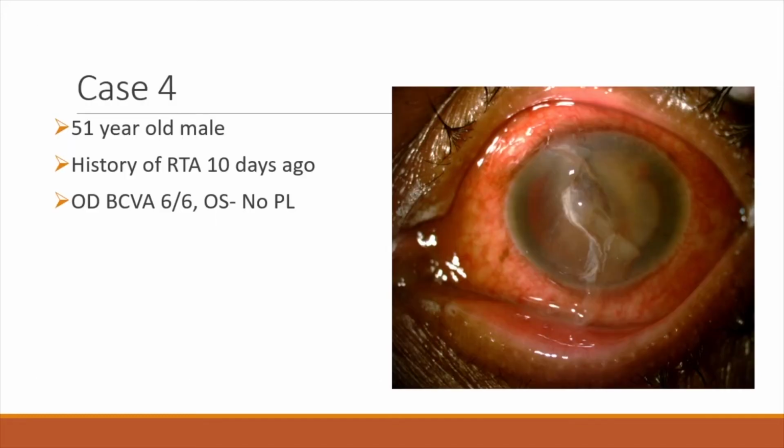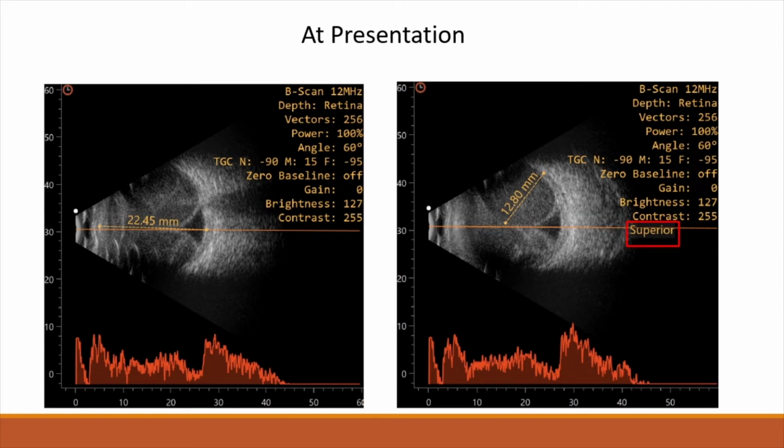Now, coming up to the fourth case, a 51-year-old male who had history of road traffic accident 10 days ago. His right eye best corrected visual acuity was 6 by 6 and left eye he has no PL. When he presented to us, the findings were full thickness corneal tear plugged with iris tissue and hyphema and with total cataract. On ultrasound, this first scan shows only lens echo, but we cannot comment on the vitreous echoes or retinal echoes.